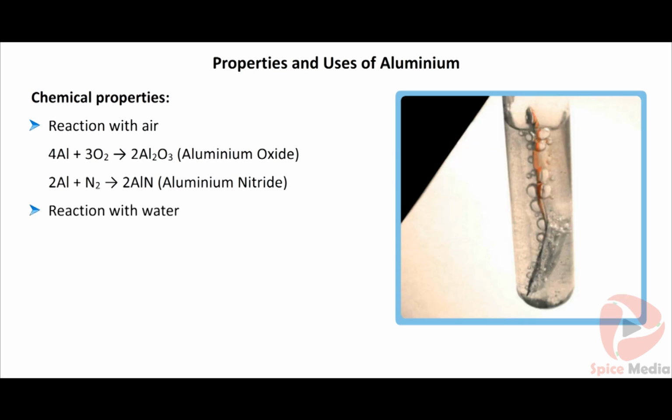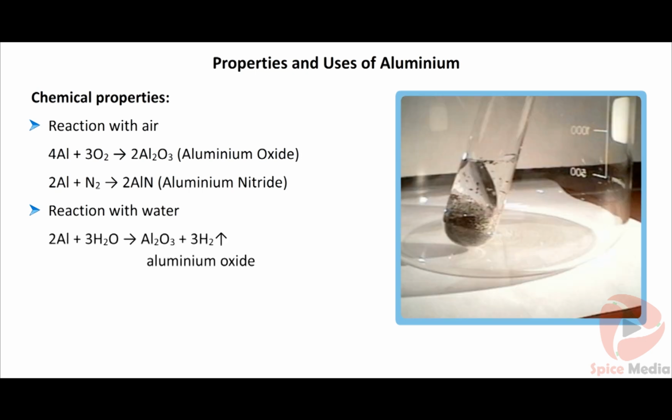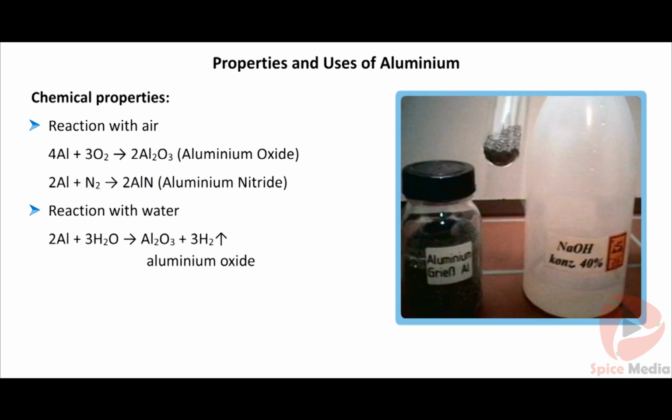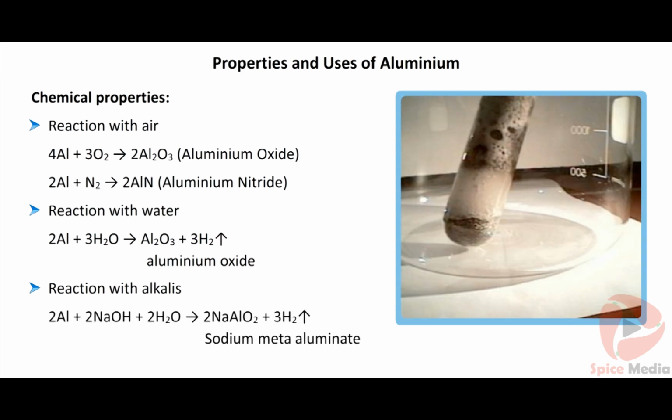Reaction with water. Water has no reaction on aluminium due to the layer of oxide on it. When steam is passed over red-hot aluminium, hydrogen is produced. 2Al plus 3H2O gives Al2O3 plus 3H2. Reaction with alkalis. It reacts with strong caustic alkalis forming aluminates. 2Al plus 2NaOH plus 2H2O gives 2NaAlO2 plus 3H2.